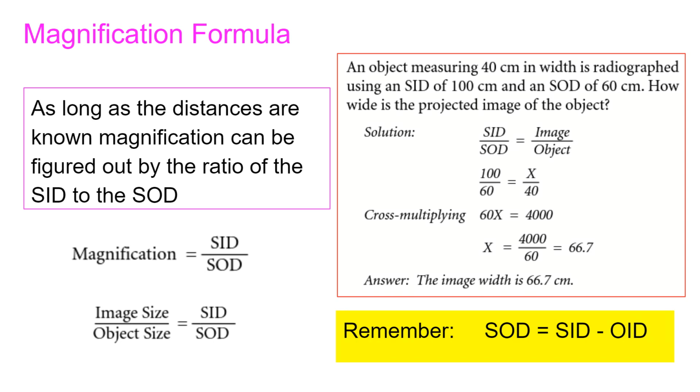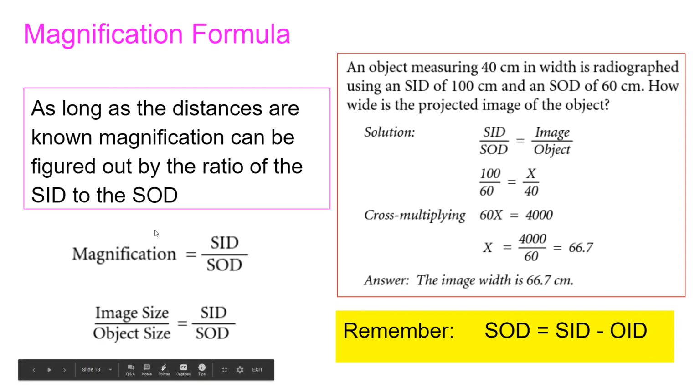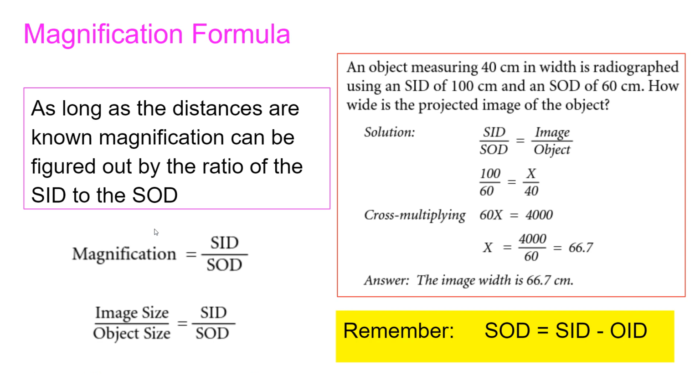That's right, I've already mentioned that a few times. So magnification is going to be equal to the SID over the SOD, and we can also, if we know the image size versus the object size, guess what? We've done this in lab like 2 or 3 times already. We just never really talked about it.